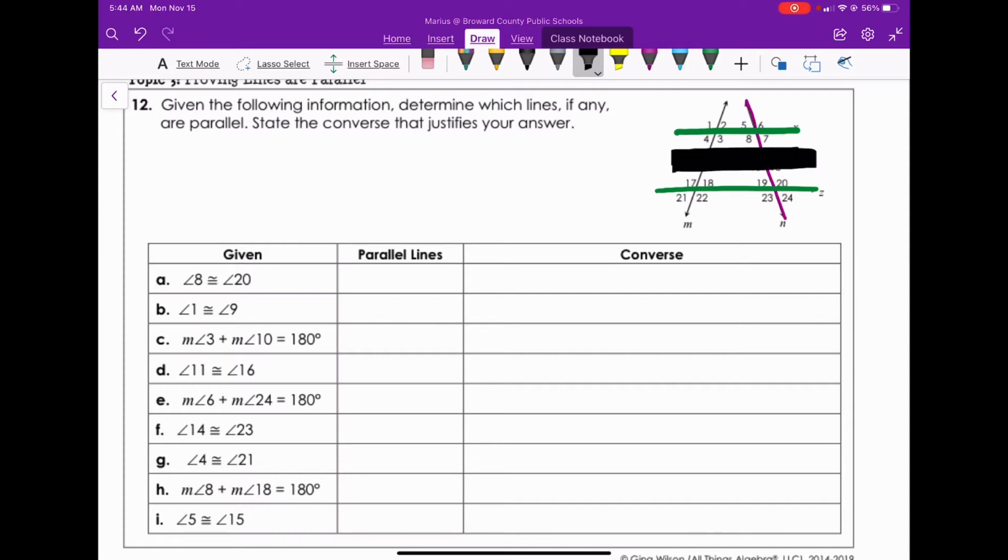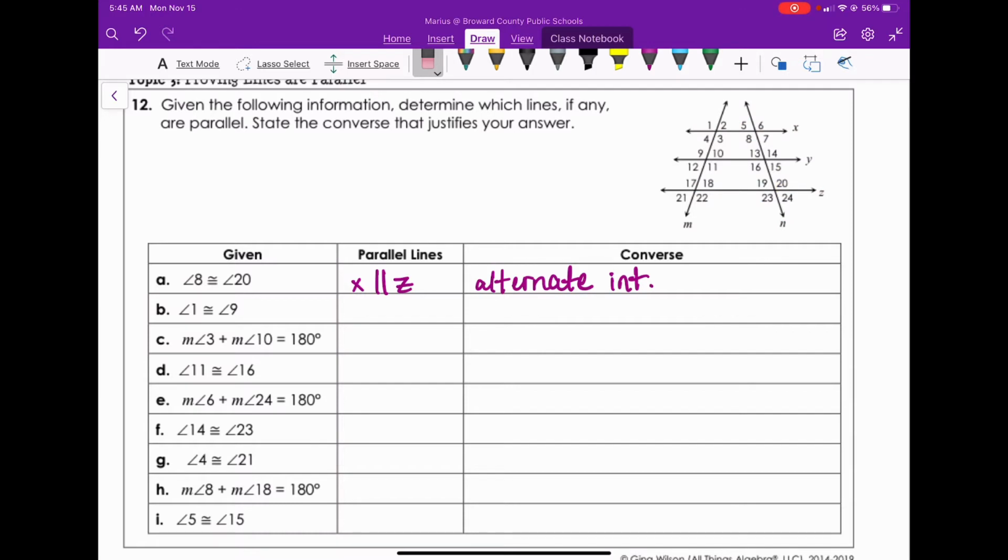Now, if we're taking a look at just those two angles, when I circle them like this, 8 and 20 are between the two green lines. They're interior angles, and they're on different sides of the purple line, the transversal. So that makes them alternate interior. And the two lines that are parallel would be line X is parallel to line Z, because that's where those two angles are.